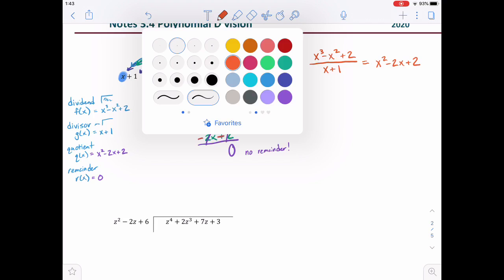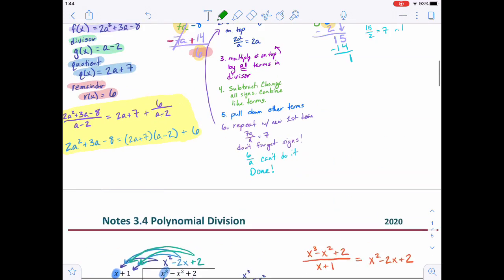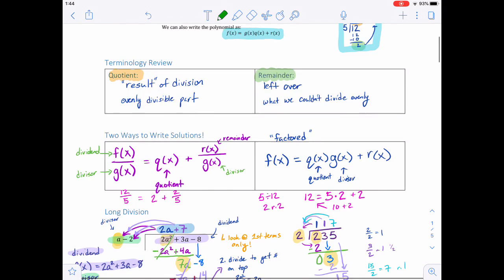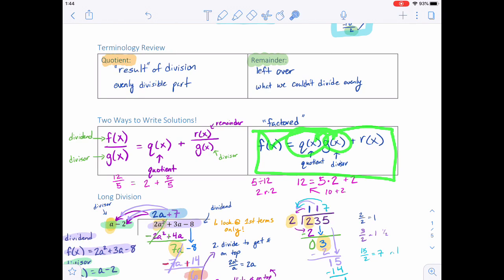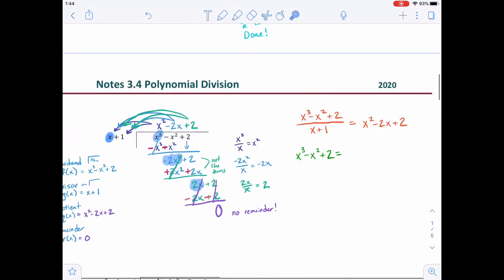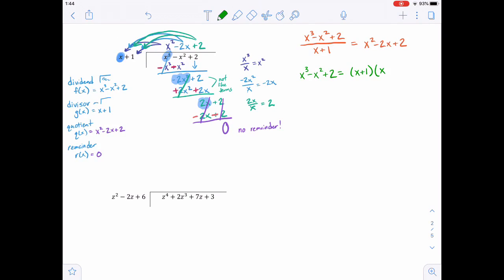Let's write it the other way. So that's where we write f of x equals, so this is x cubed minus x squared plus 2 equals. If you don't remember where I'm getting these from, they're from these two boxes up here, which is also in this paragraph. We are currently doing this one. F of x equals g times q, our divisor times our quotient, plus our remainder. So let's look. So we've got our divisor, x plus 1, times our quotient. It doesn't matter what order you do these in, because it's multiplication.